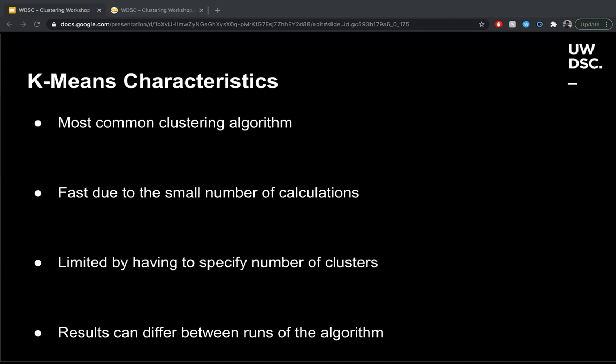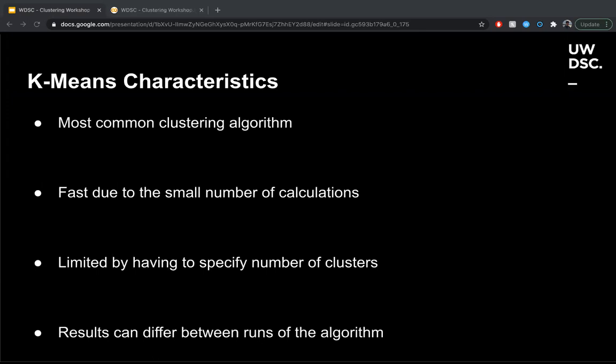But quickly, I'll go over some of the characteristics of k-means. As I said before, it's the most common clustering algorithm, which is nice because it's so intuitive. It's very fast due to the small number of calculations, so it's very efficient. However, a limitation of it, as I mentioned before, is that you have to specify the number of clusters. That can be solved, though, using the elbow method, which I can explain at the end.